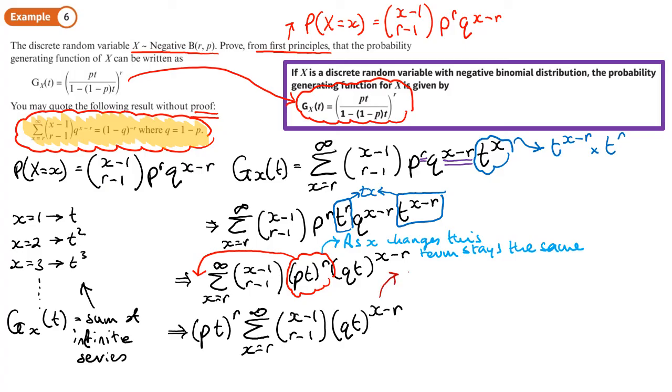So here we're just going to say something like, since our sum of x equals r to infinity of (x minus 1 choose r minus 1) of q to the power x minus r equals 1 minus q to the power of negative r, this is a result that we can use. So since we have that, we use that proof, and where this is q here and q there, we will put qt.